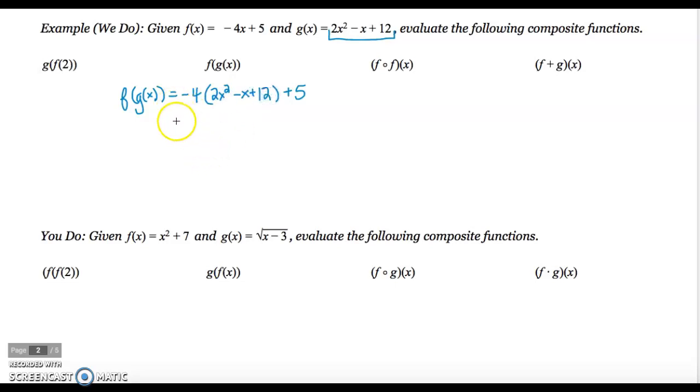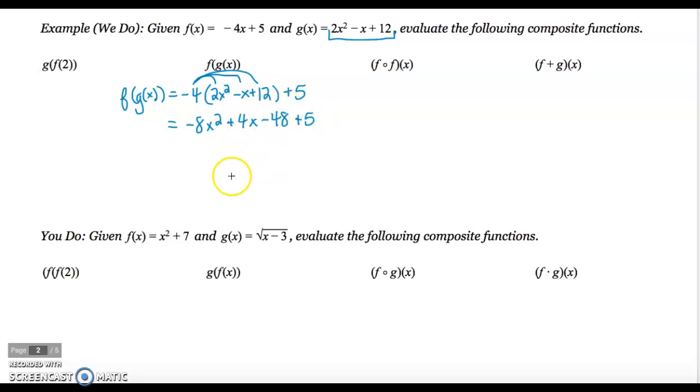Okay, and then we simplify. I do have some parentheses I've got to deal with, so I'm going to go ahead and distribute that -4. -4 times 2x squared would give me -8x squared. -4 times -x would give me a +4x. -4 times 12 would give me a -48, and then I still have this +5 at the end.